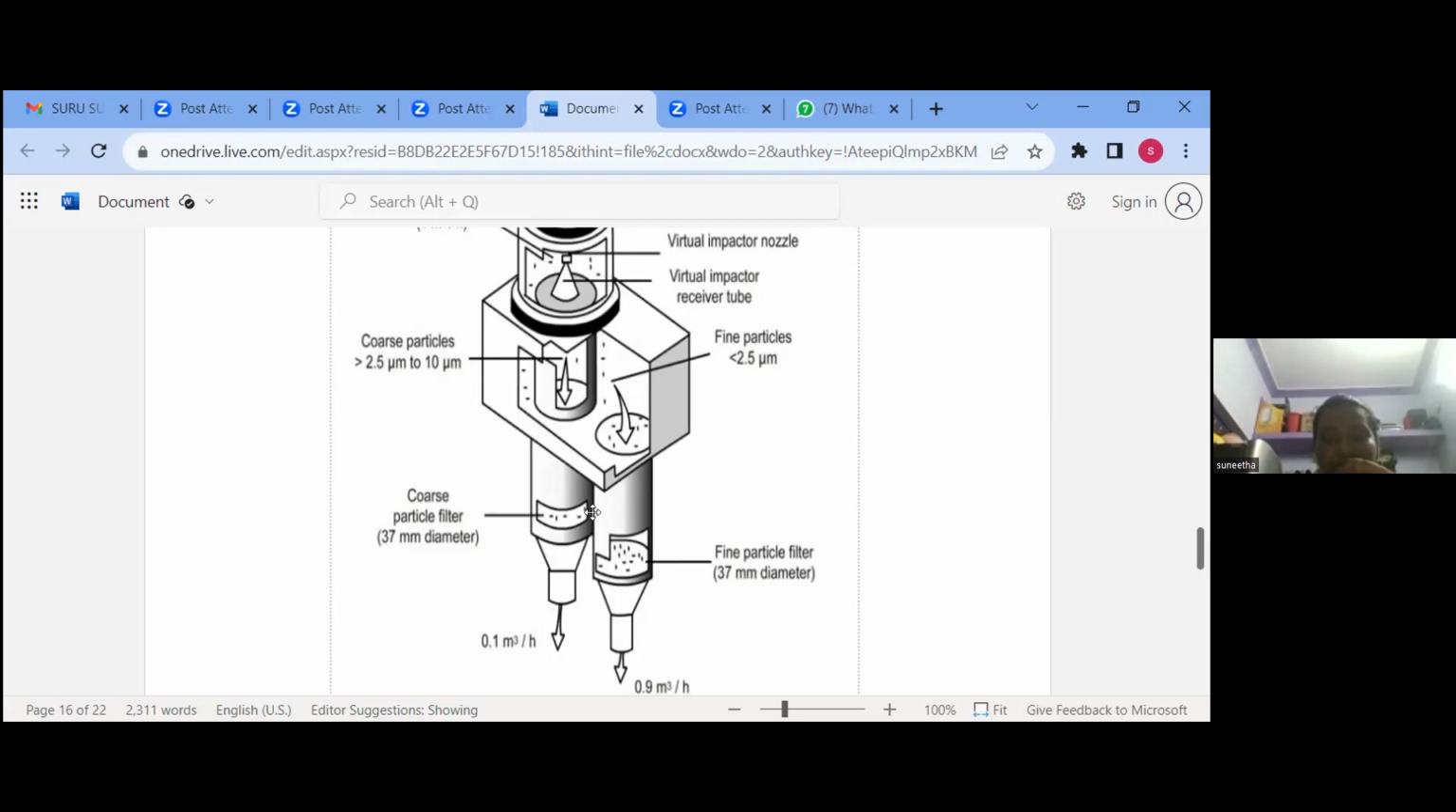And after filtering, the air is measured and analyzed again, to see how much particulate matter is present in that air before and after. By knowing the after-filtering value and the before-filtering value, we can easily identify how much air pollution is present in that air.